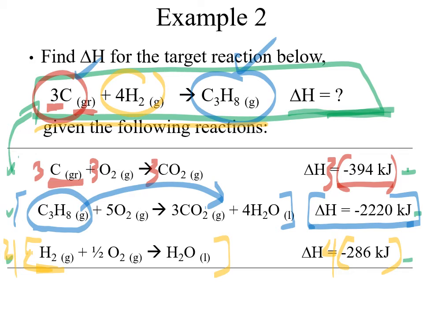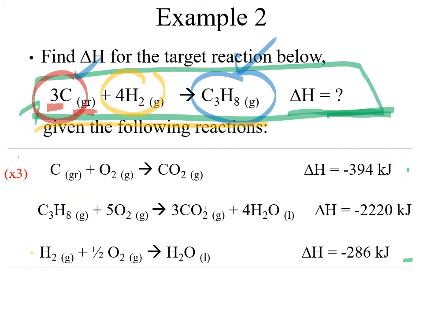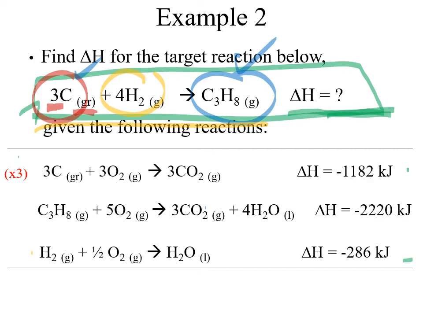So let's have a look at what that will look like. This first one I'm going to multiply by 3. And so essentially I get my 3 carbons, my 3 oxygens, my 3 carbon dioxides, and my delta H for that particular reaction, because I'm doing it 3 times now, is 3 times the magnitude. It's going to produce 3 times as much energy.